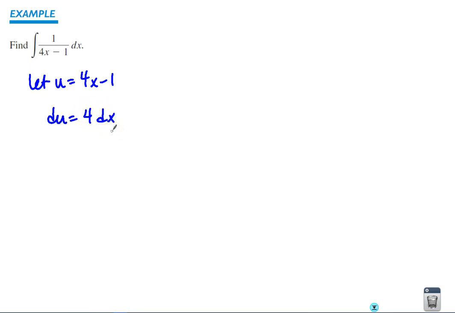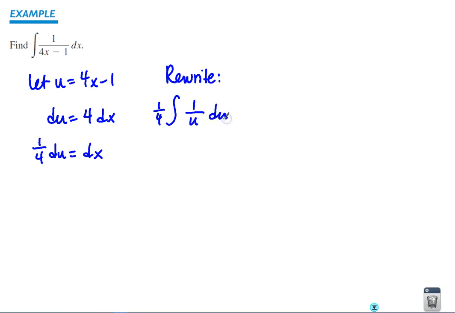Now, again, as we've seen in the past, if there's not a 4 in the problem out here, what can we do? What do we do with this 4? Okay, all I need is dx, but I have a 4 dx. So I'm going to multiply both sides by 1/4, make this 1/4 du is equal to dx. So then I go to my rewrite step here, and then I've got the integral. Instead of 1 over 4x minus 1, I've got 1 over u, and then instead of just writing du, I've got to write 1/4 du, so I'm going to put that 1/4 out front, du.